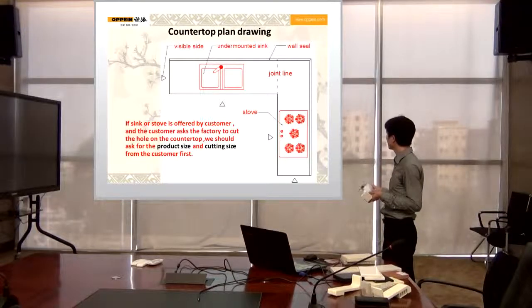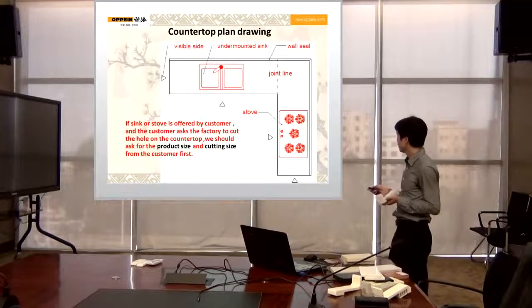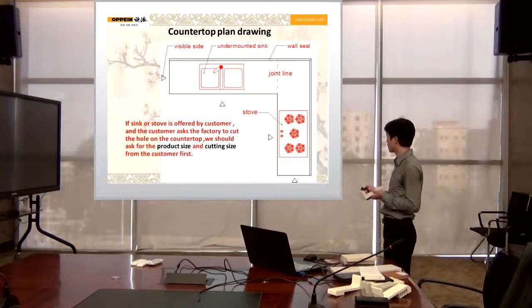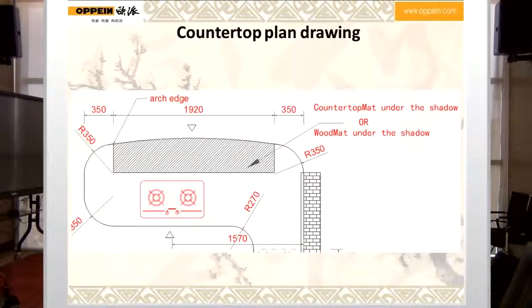Stove. So if the sink or stove is offered by the customer and the customer asks the factory to cut the hole on the countertop, then we should ask for the product size and cutting size. This is the arch countertop plan drawing, the visible side. And here has a shadow area.